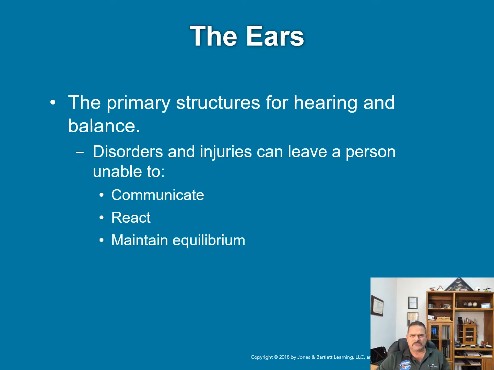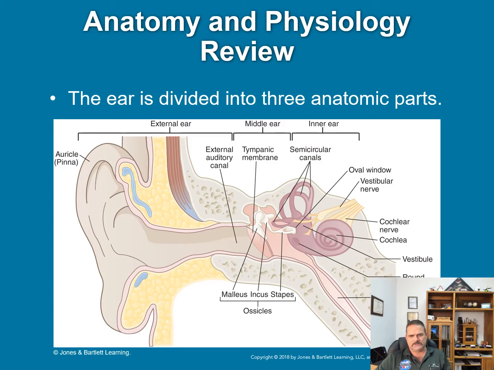The ears, primary structures for hearing and balance. Disorders and injuries can leave a person unable to communicate, react, and maintain equilibrium. This is a good representation. This is a picture that's on slide 38. The ear is divided into three anatomic parts. You have the auricle or the pinna. The external ear is all part of that. It has the external auditory canal and the pinna.